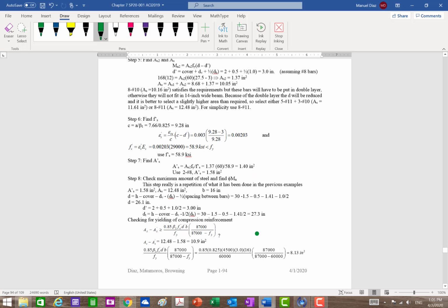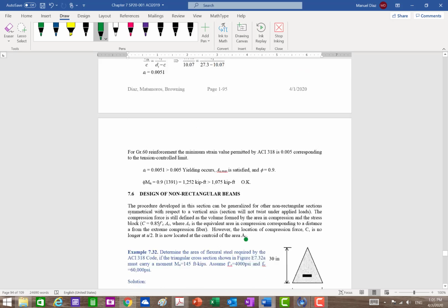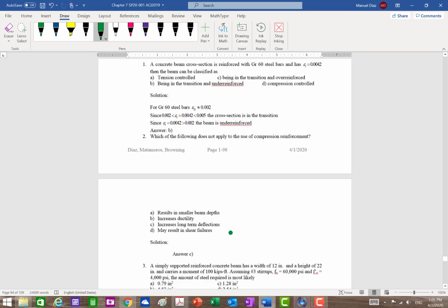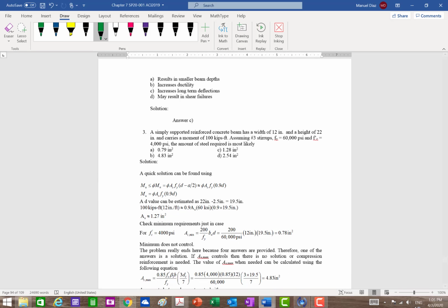Okay, so I think this is the end. I don't think we're going to do any non-rectangular, so we're not going to do that. And so that will be the end of this chapter.